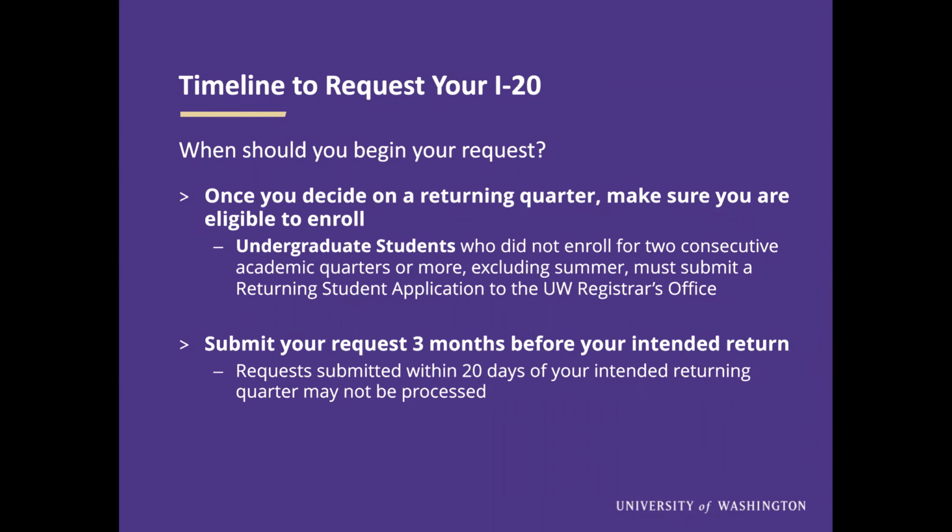There are a few steps you may need to take before you can request your new Initial I-20. Once you determine your returning quarter, you must make sure that you are eligible to enroll. Undergraduate students who did not enroll for 2 consecutive academic quarters or more, excluding summer, must submit a returning student application to the UW Registrar's Office. Be sure to follow the Registrar's deadlines for this request. For students who must complete this step, it is mandatory for you to be approved to return before you request your I-20.